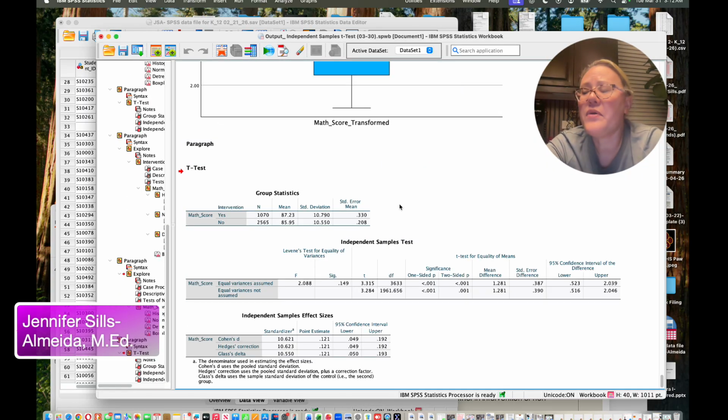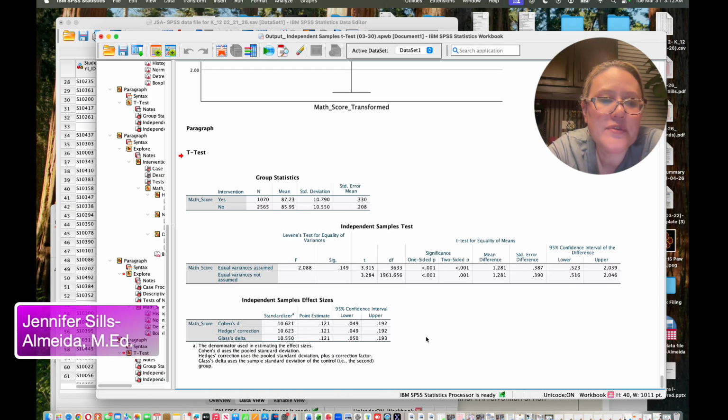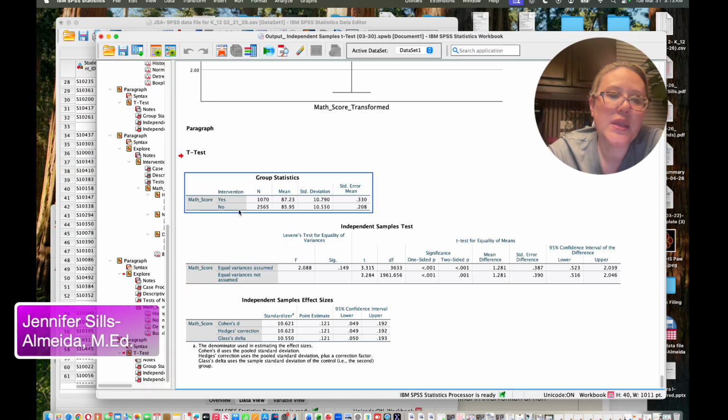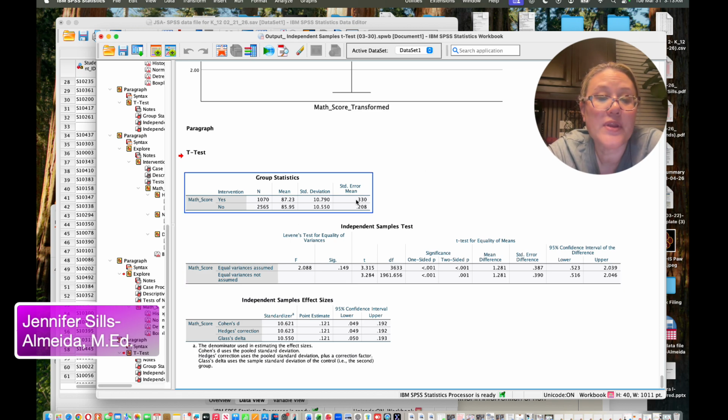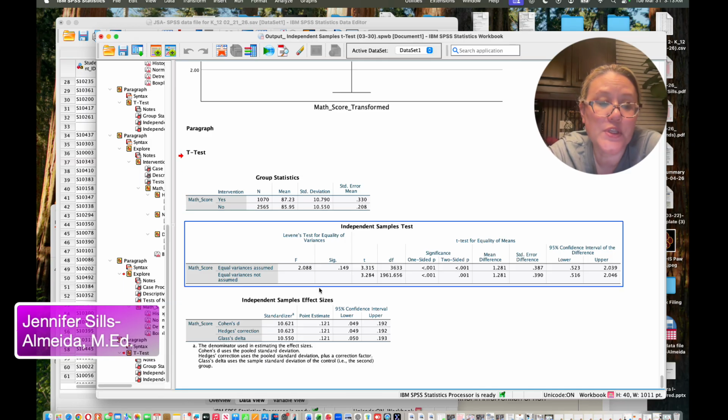Okay, so now we have our t-test. When we're looking at everything, we have to look at the mean, the standard deviation, and what the difference is between the two. Right here we know that if they have intervention, then the score is 87.23. No intervention is 85.95. So that's not a huge difference. It's like 1.28, but that's where it is. The standard error mean is 0.330 for yes intervention and 0.208 for no intervention.